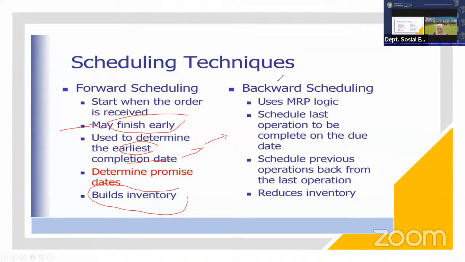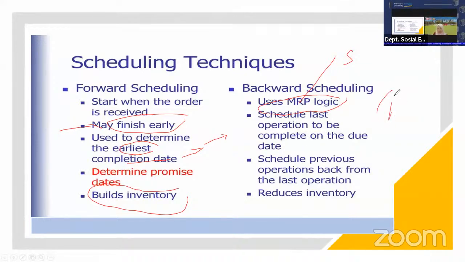Meanwhile, for the backward scheduling, we can use the MRP. MRP is material requirement planning. So we need to be assisted with a good inventory system. So for the backward scheduling, we schedule the last operation to be complete on the due date.